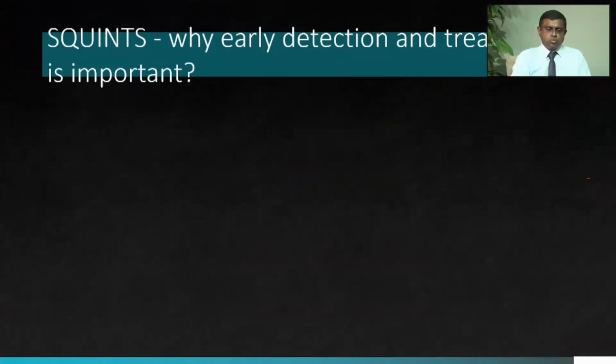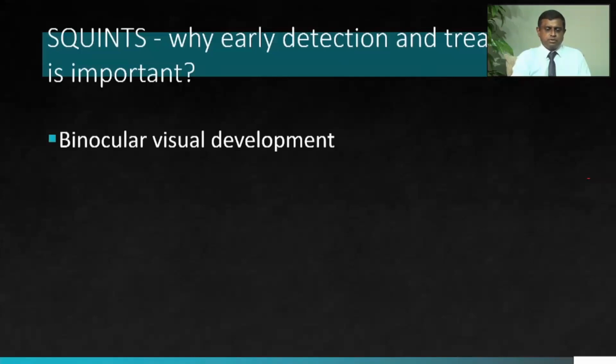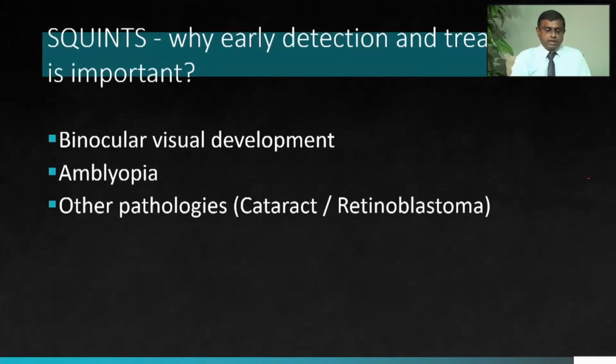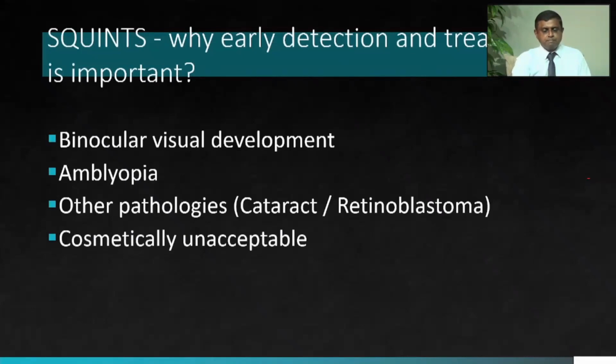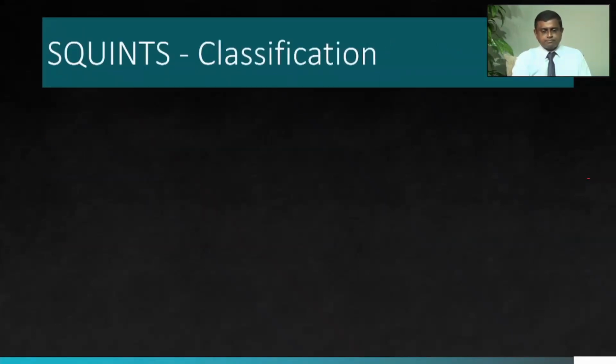So again, back to squints. Why is early detection and treatment important? Because if we detect early and treat early, we can ensure binocular vision, the development of three-dimensional vision or stereopsis is enhanced, amblyopia is taken care of, and we can detect other pathologies like cataract and retinoblastoma, things like that we have mentioned earlier. And finally, when the child starts going to school, a squint becomes a cosmetically unacceptable thing. So we can treat early and make the child more self-confident to go into society.